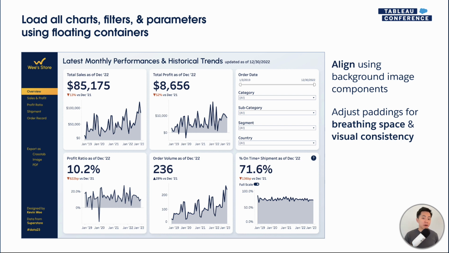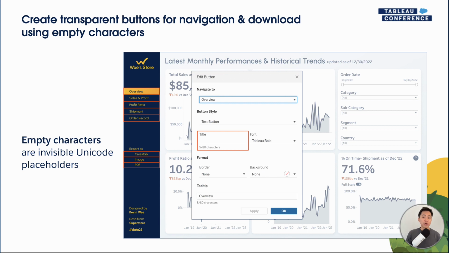Now, let's talk about the elements in the navigation pane. As far as we know, all of the text in the navigation pane are static images. They're not functional buttons. So how do we make them functional? So here's what you're going to do. You're going to create navigation buttons and download buttons and place them above the text, like what's highlighted on the screen. Then in the title part, you will insert something that we call empty characters.